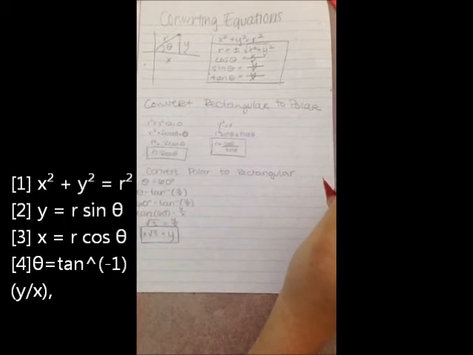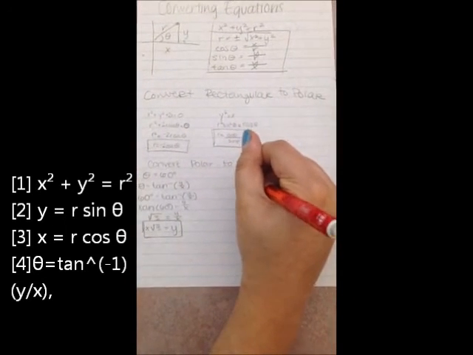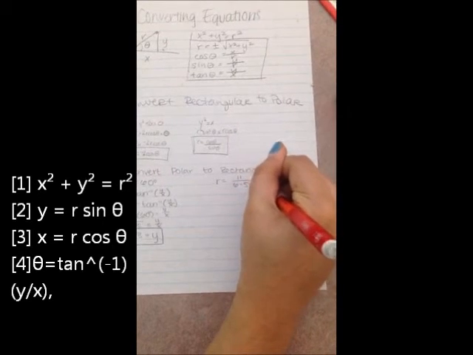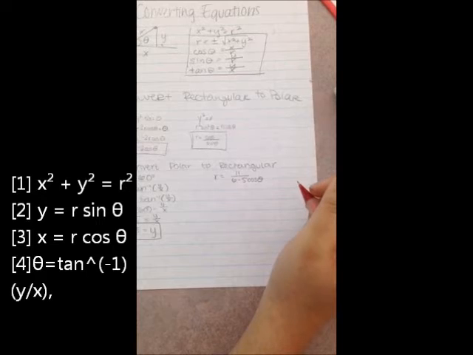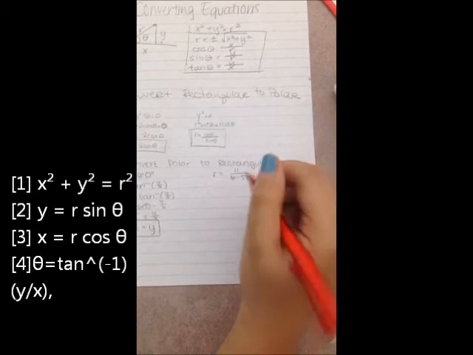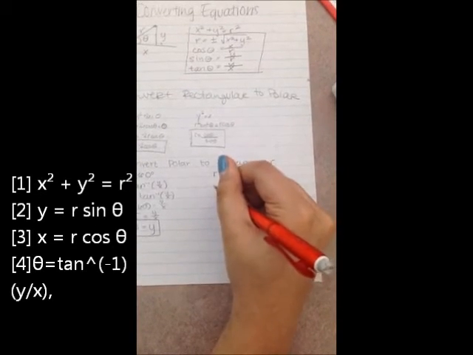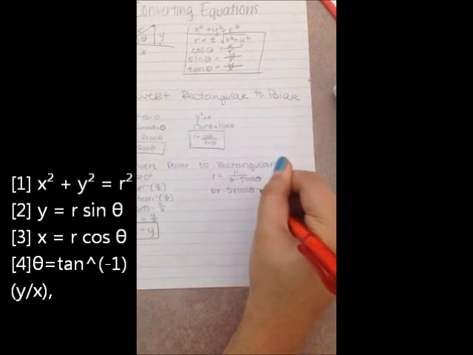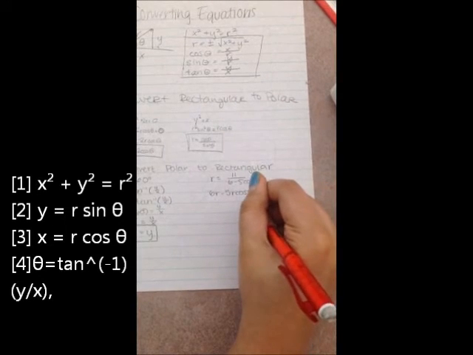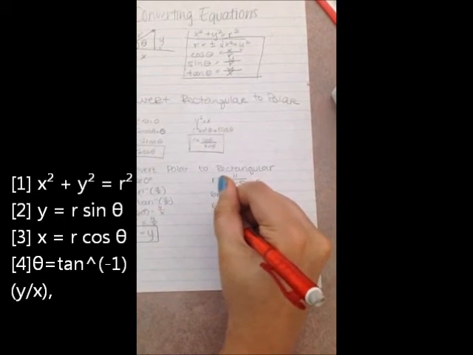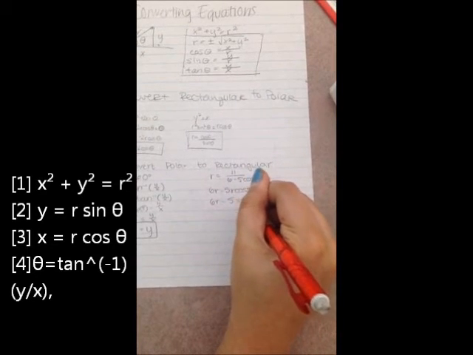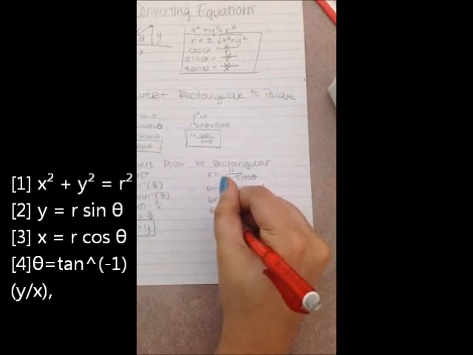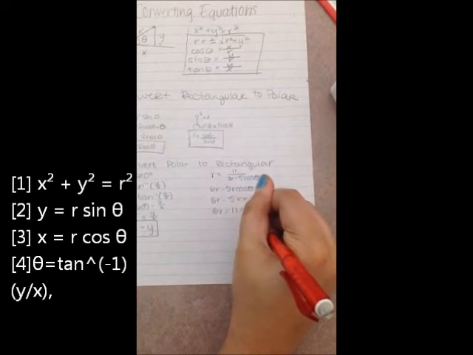Another example that we're going to do is r equals 11 over 6 minus 5 cosine theta. On this one, the first step that we want to take is multiplying the bottom of this fraction by r. So it's going to turn into 6r minus 5r cosine theta equals 11. r cosine theta is the same thing as x, so this turns into 6r minus 5x equals 11. And if we move the 5x over to the other side, we have 6r equals 11 plus 5x.